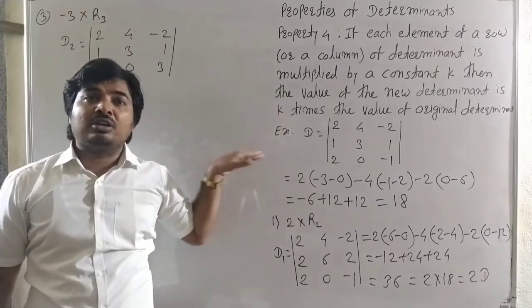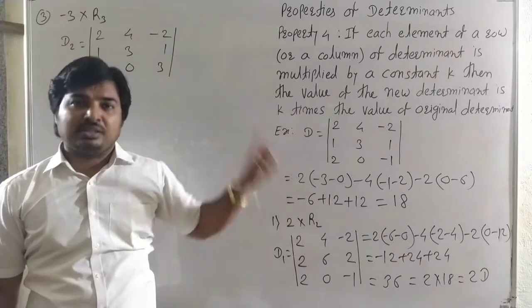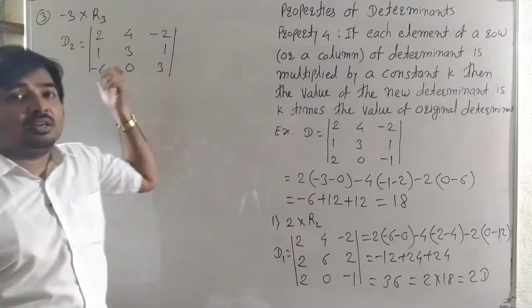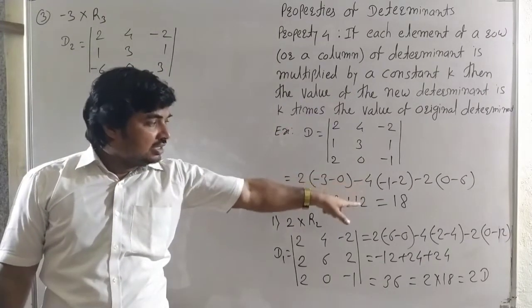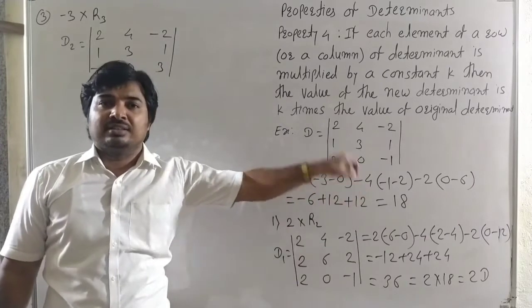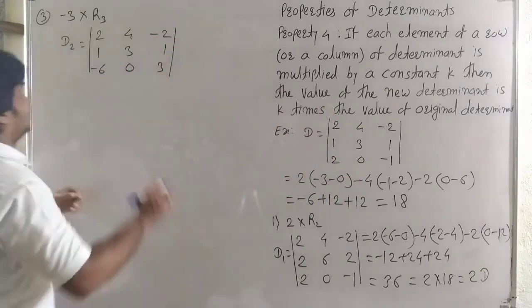We multiply the third row by minus 3. So the value of the obtained determinant is minus 3 times the original. That means minus 3 into 18. It is minus 54. Okay. Here we can check this.